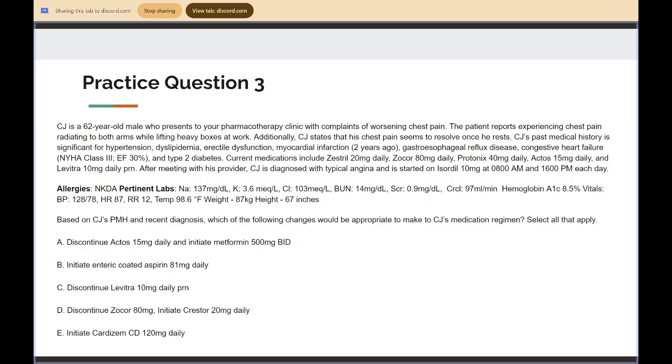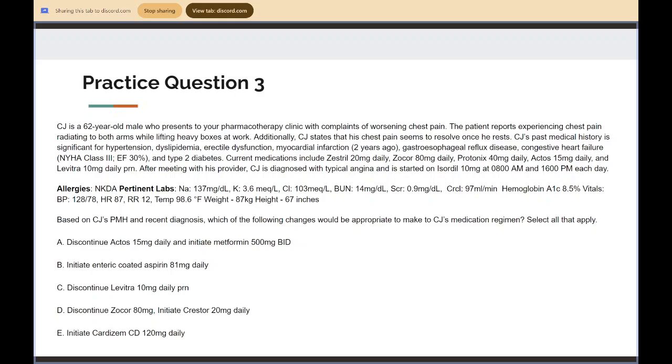All right. So let's discuss this. The correct answers are going to be A, B, C, and D. And let's actually start with choice E, why it's incorrect.